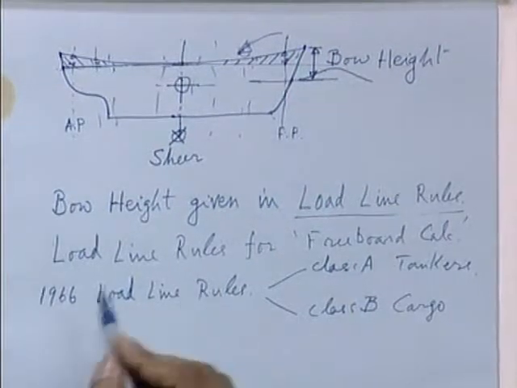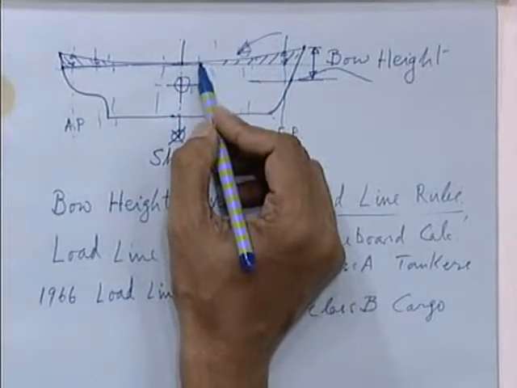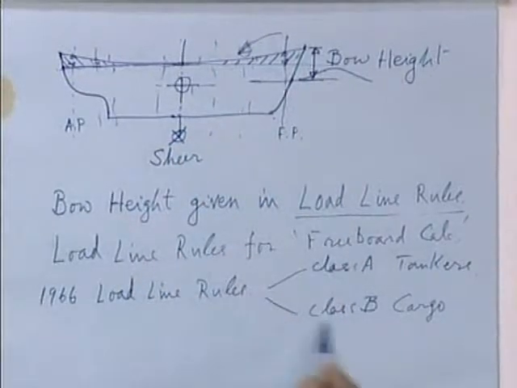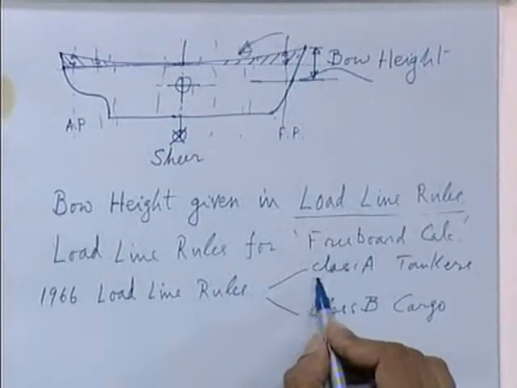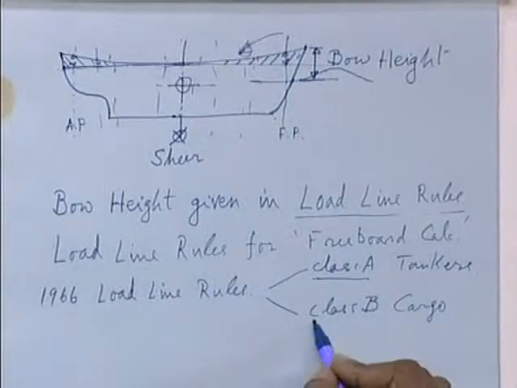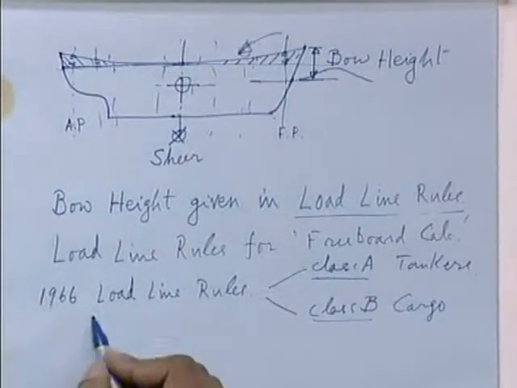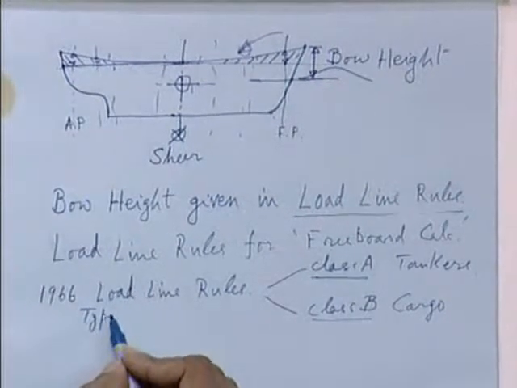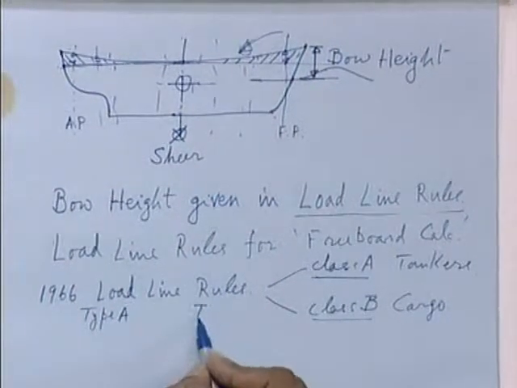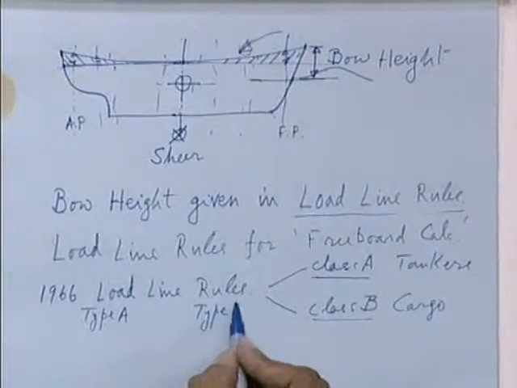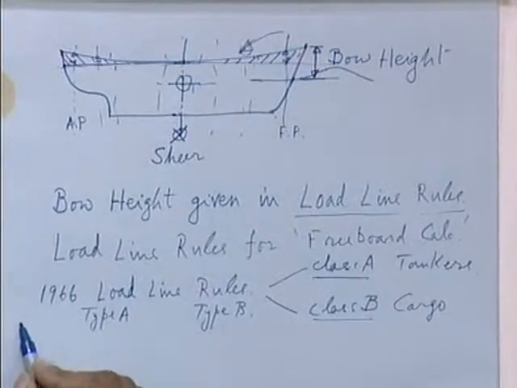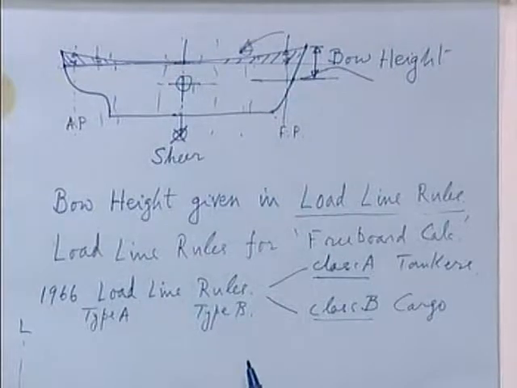So, whenever you want to measure the freeboard, you have to refer to the load line rules pertaining to class A or class B type freeboard. It is specified. So, this will be type A freeboard, and the other type of freeboard will be called type B freeboard, and here you will find the length of the ship. So, for the same length of the vessel, you will find type A freeboard to be less than type B freeboard.